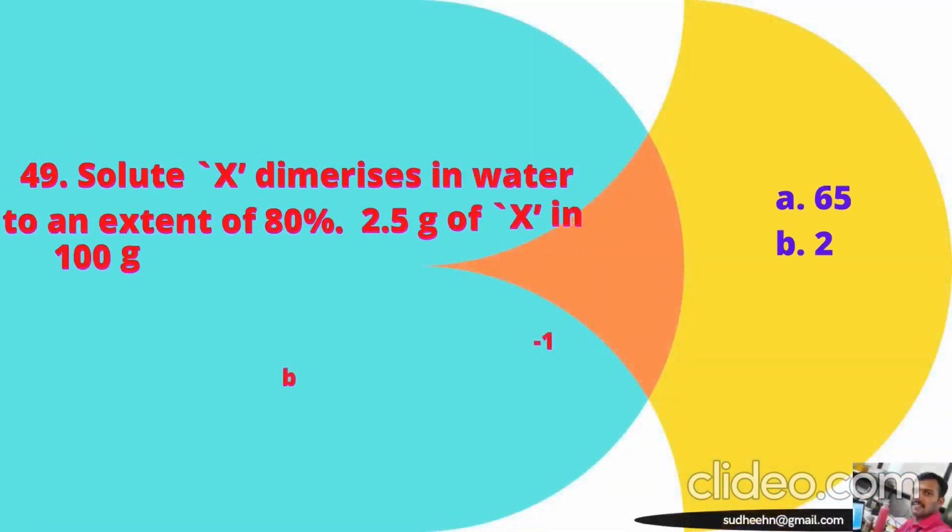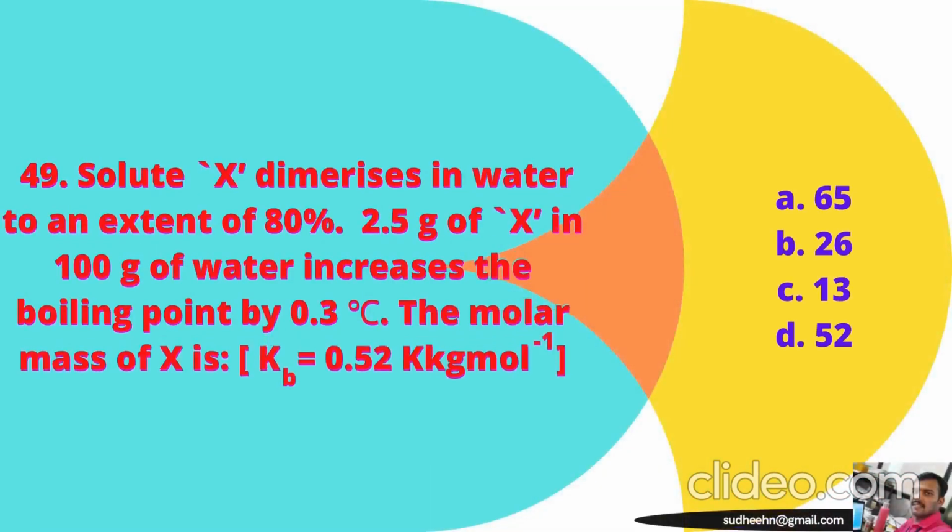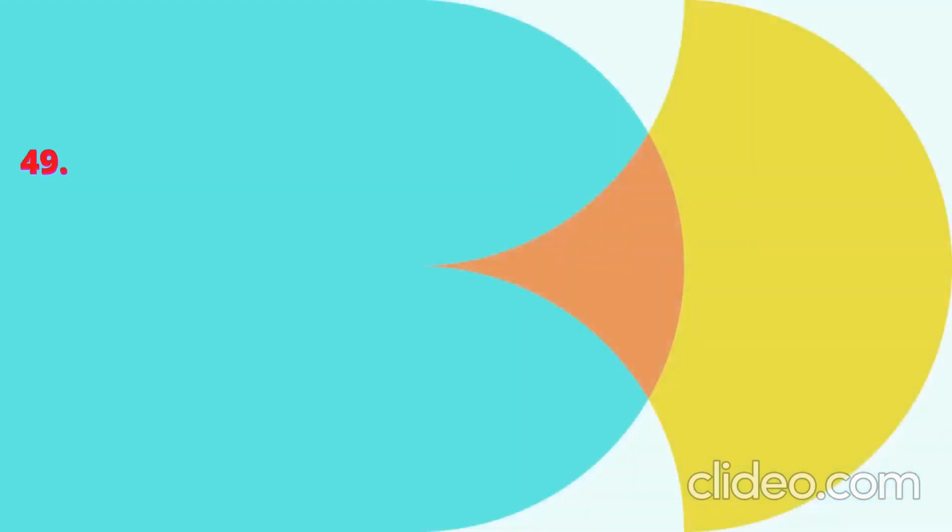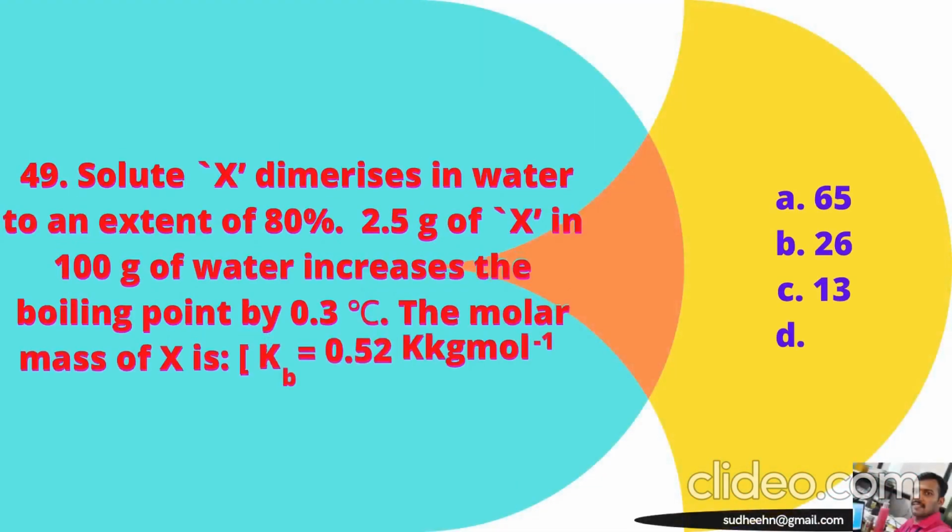Next, question number 49. Solute X dissociates in water to an extent of 80%. 2.5 gram of X in 100 gram of water increases the boiling point by 0.3 degrees Celsius. The molar mass of X is what we are supposed to find. Options given: A is 65, B 26, C 13, option D 52. And the constant given is K suffix B equal to 0.52 Kelvin kg per mole.